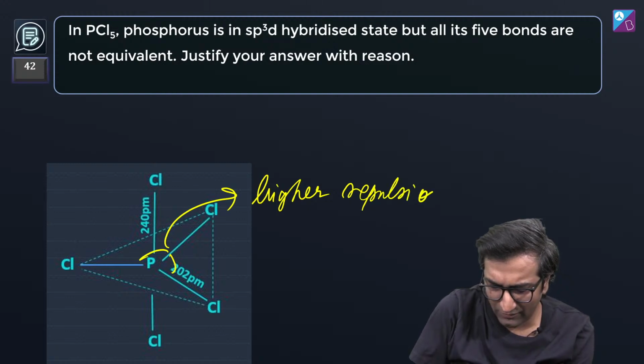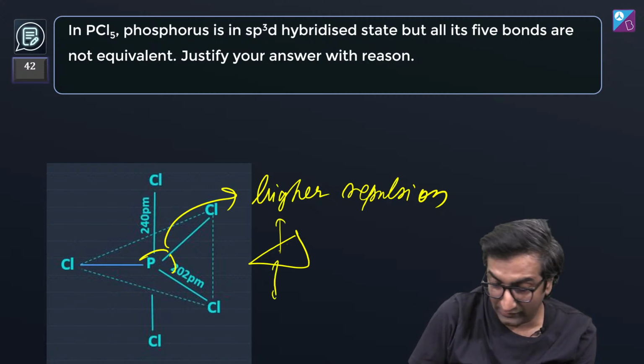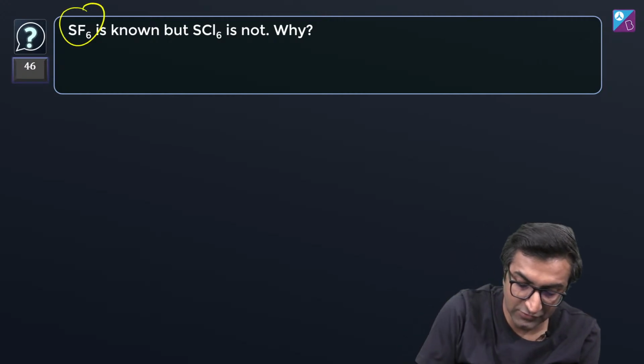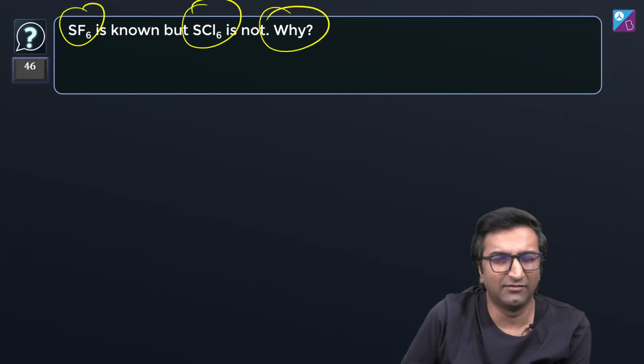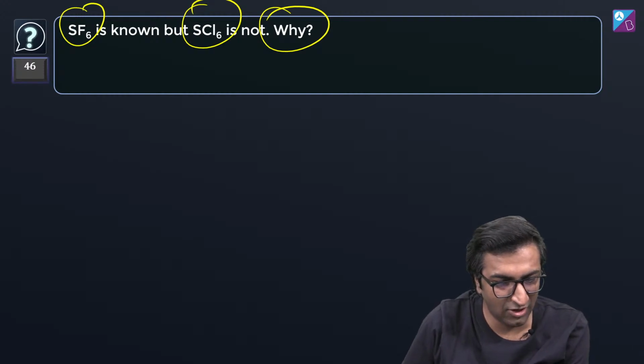Okay. And they're quite stable because of this triangular thingy. But ऊपर नीचे वाले को ज़्यादा push out करते हैं. That's it. All right. Let's go to the next question. SF6 is known, but SCl6 is not. Why? More easy questions. Axial bonds are longer.